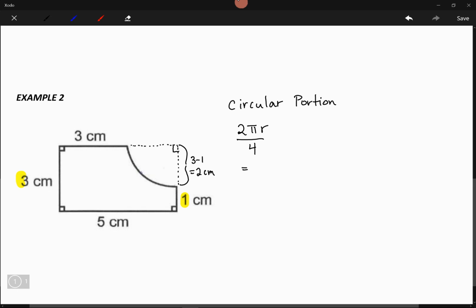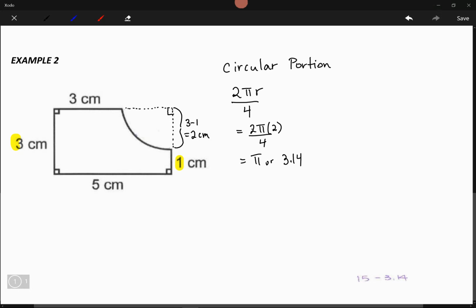So here I'm going to write 2 pi r, so 2 pi times 2 over 4, leaving me with the value of pi, right? 2 times 2 is 4, 4 divided by 4 is 1, and I have pi. So pi, or I could just say 3.14. So my perimeter will equal, add up all the sides, so 3 plus 3 plus 5 plus 1 plus 3.14 gives me a value of 15.14 centimeters.